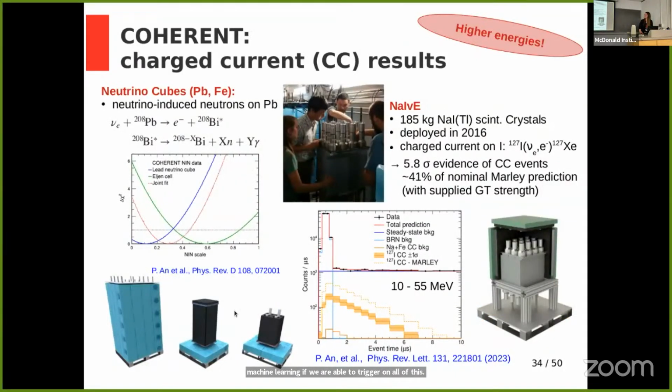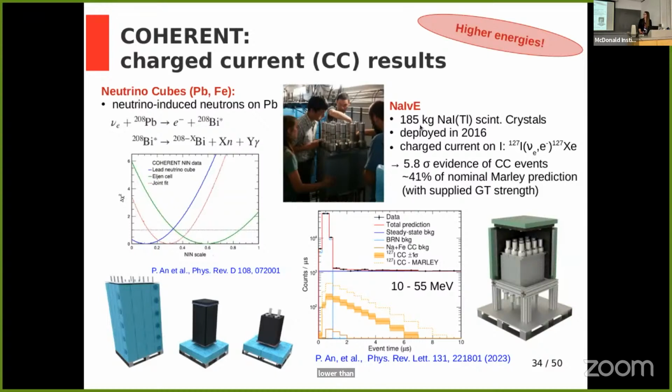Very briefly, the future of COHERENT, what else is going on. There is much more than CEvNS that you can do at the spallation source, and there are charged current interactions at higher energies. There are 2 results out. One has been achieved with the neutrino cubes. Here, the goal was to measure the neutrino-induced neutron background. And here it turned out that this one is actually much lower than predicted by theory.